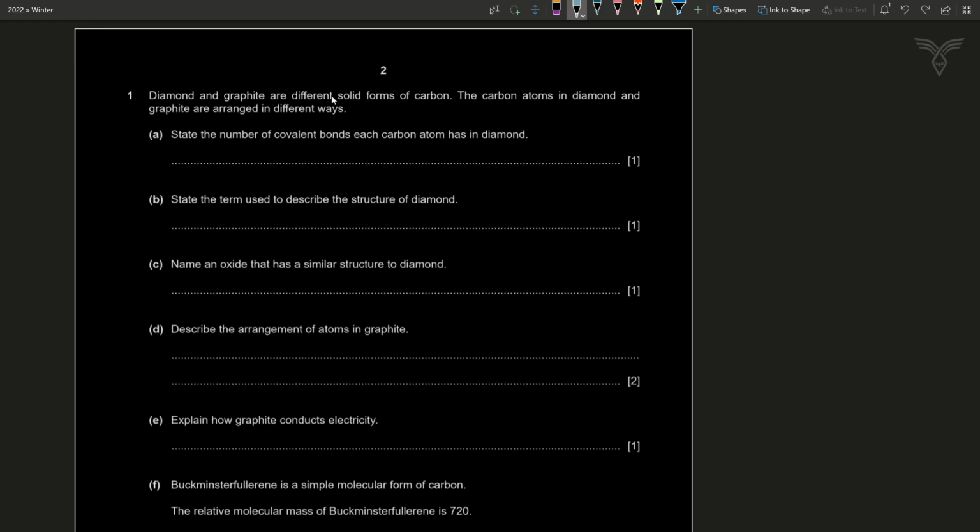Diamond and graphite are different solid forms of carbon. The carbon atoms in diamond and graphite are arranged in different ways. ده اللي هو اليونت بتاع الماكرومولكيولز. A. State the number of covalent bonds each carbon has in diamond.